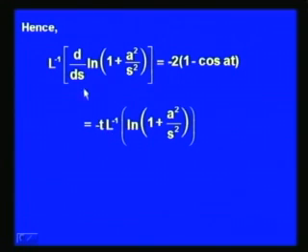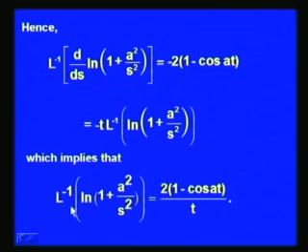So, we get L inverse of d over ds of ln(1 + a²/s²) as minus t times L inverse of F(s). This is minus t times f(t). So, minus t times L inverse of ln(1 + a²/s²). So, what we get is minus t times L inverse of ln(1 + a²/s²) equal to minus 2 times (1 minus cos at). So, this implies that L inverse of ln(1 + a²/s²) is equal to 2 times (1 minus cos at) over t.